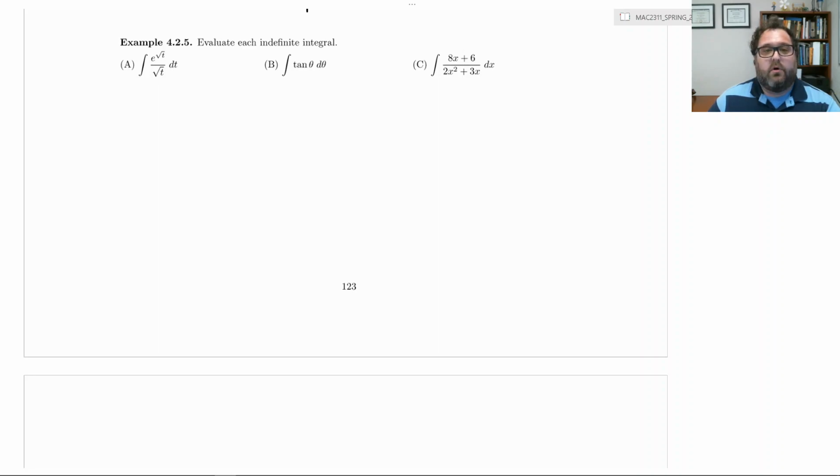Hi there. Let's look at a few more examples of our change of variable substitution. So, 3 examples, and let's see what we can come up with. Example A: we have the indefinite integral of e to the square root of t over the square root of t dt. Yikes, this is kind of strange. But I think once we see what happens, it's not going to be a big deal at all.